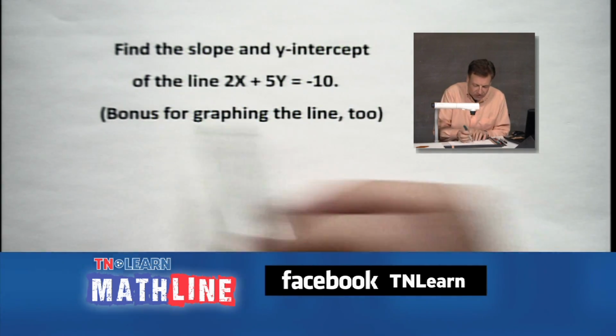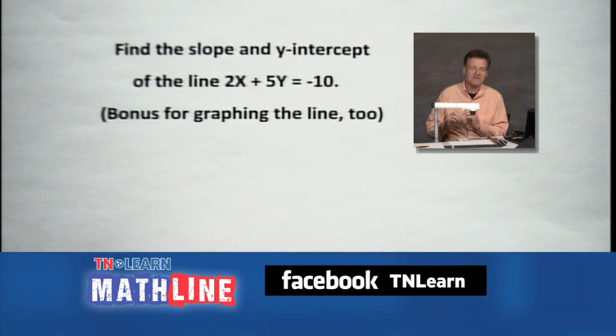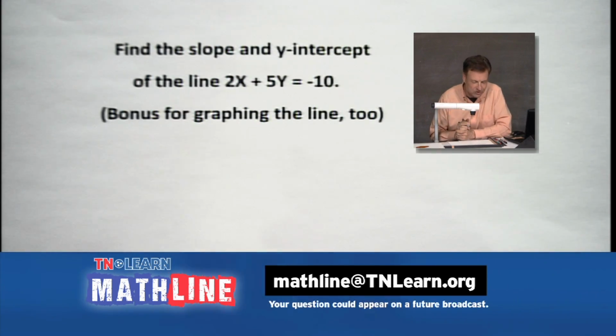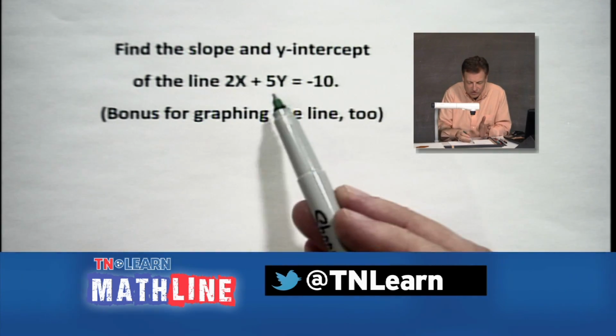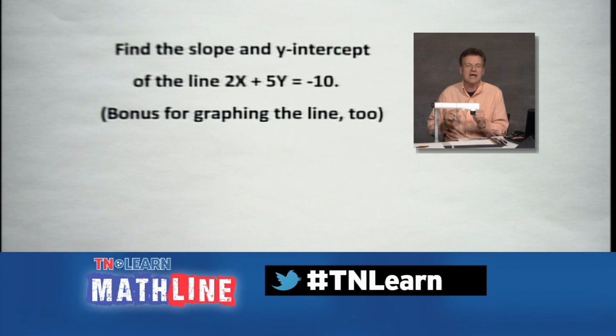I even put up here bonus points today, all right, for graphing the line. We're going to do that also. We're going to get both of those to work for us here. But first of all, the whole point, we have a linear equation here. It has an x and has a y in it, but it's linear, all right?